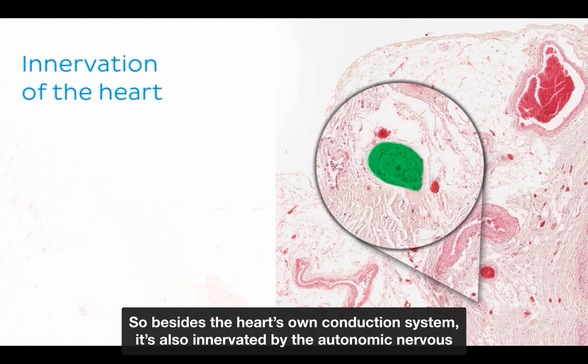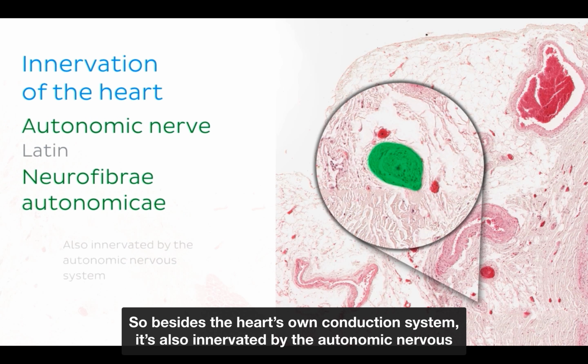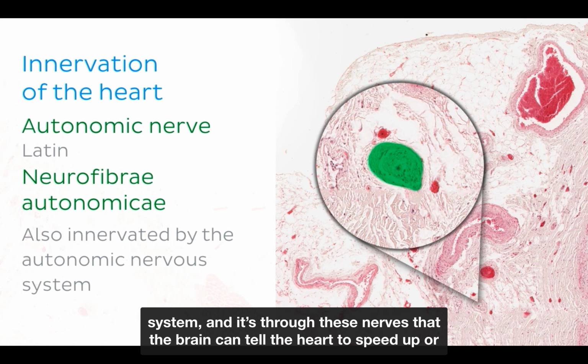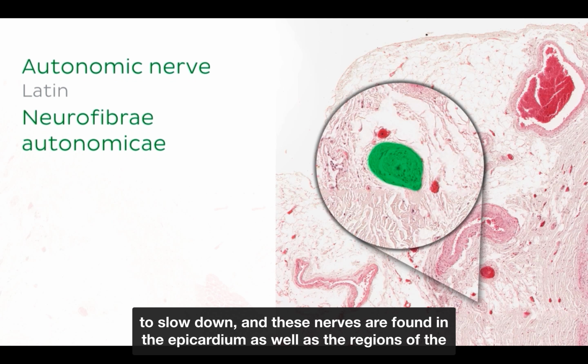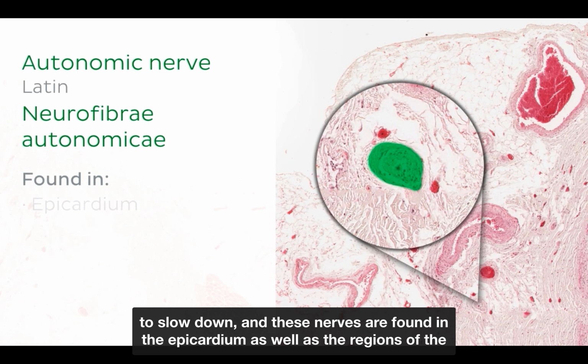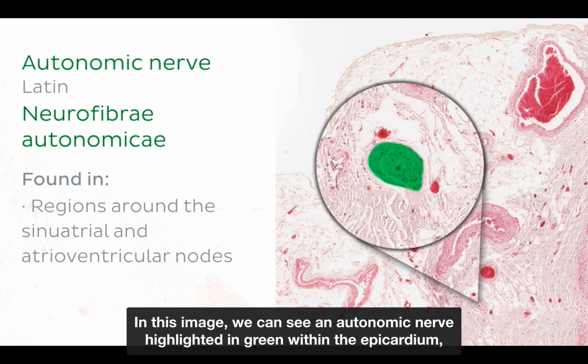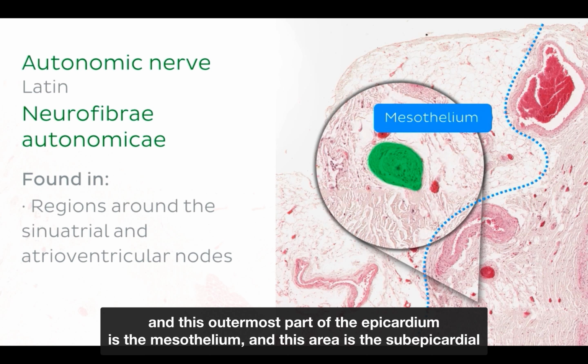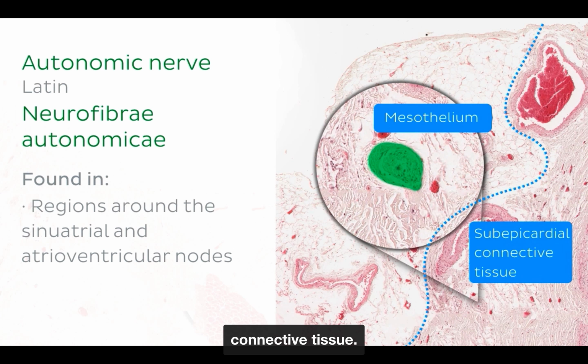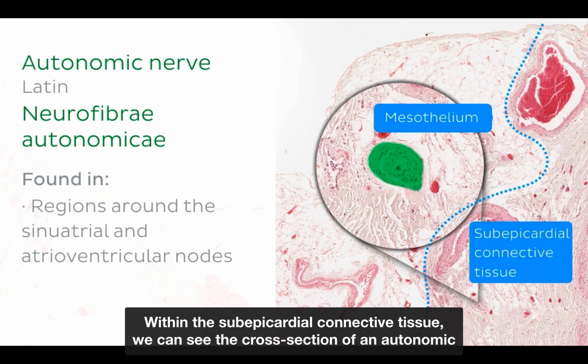So besides the heart's own conduction system, it's also innervated by the autonomic nervous system. And it's through these nerves that the brain can tell the heart to speed up or to slow down. And these nerves are found in the epicardium, as well as the regions of the sinoatrial and atrioventricular nodes. In this image, we can see an autonomic nerve highlighted in green within the epicardium. And this outermost part of the epicardium is the mesothelium, and this area is the subepicardial connective tissue. Within the subepicardial connective tissue, we can see the cross-section of an autonomic nerve.